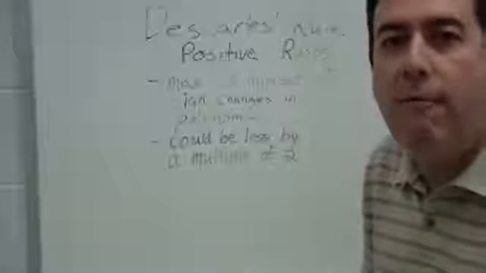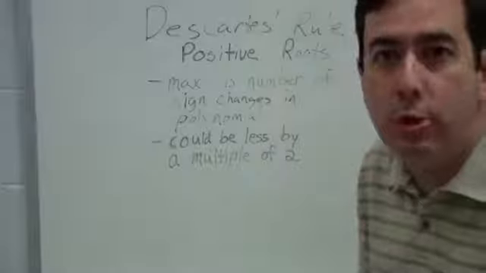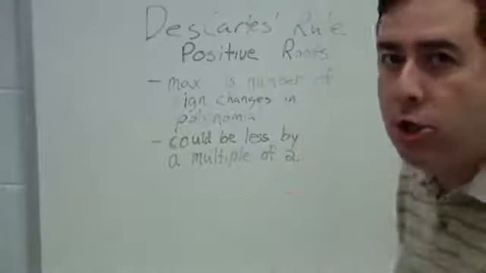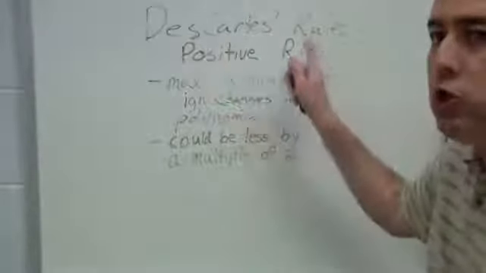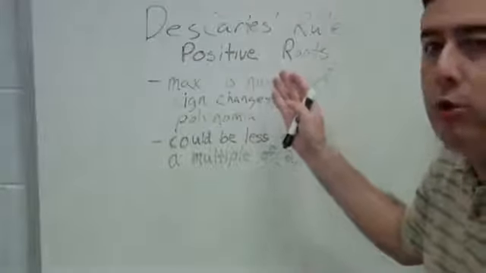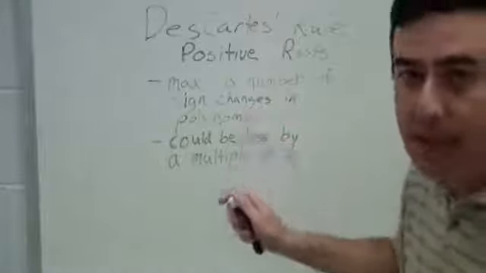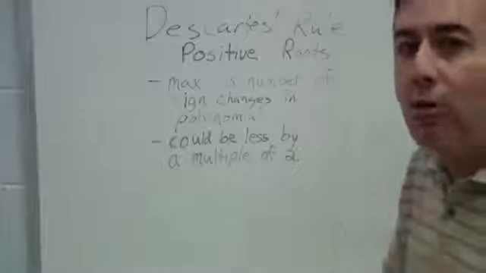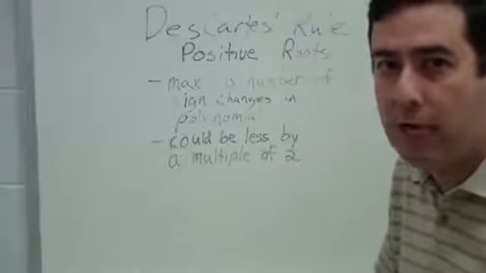All right, let's talk about finding the possible number of positive roots or solutions using Descartes' Rule of Signs. Now, we're talking just about the positives for right now. You can see that Descartes' rule tells us we can get the maximum number of positive roots or solutions by just counting the number of sign changes in the polynomial that you have. Count that number of sign changes. That'll give you the maximum possible number of positive roots you can get.